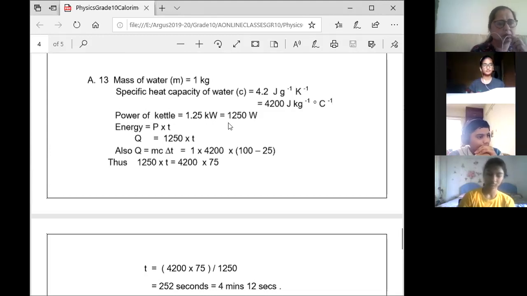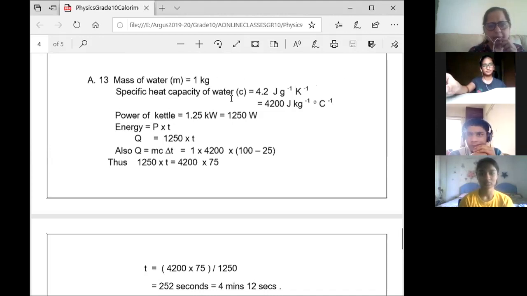Now after this, they have given the mass of the water as 1 kg. Everyone look here. Where is the catch? Mass of the water is given as 1 kg, but the specific heat capacity has been given in grams. Can you see 4.2 joule per gram per degree? Now you have to learn both the heat capacities of water. One is in gram. If you are talking in gram, it is 4.2. But if you are talking in terms of kg, it is 4,200.